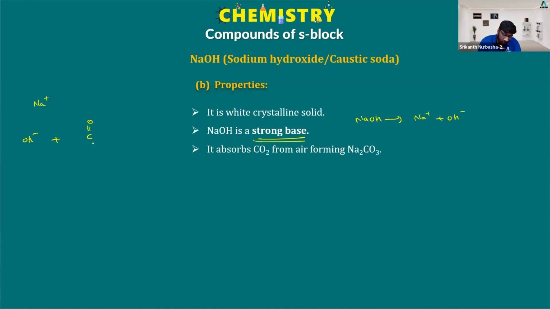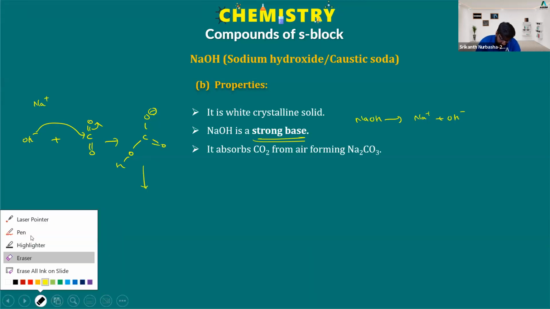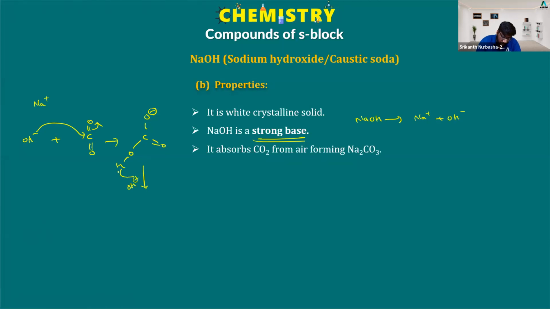We have C double bond O. OH- attacks the carbon, and the pi electron density moves away. We have C double bond O, C-OH and O-. Upon loss of H+, because one more OH- can pick up this proton, you will form C double bond O with O-, and this will develop electrostatic force of attraction with 2 Na+ ions. So Na2CO3 is formed whenever NaOH absorbs CO2, and this was the mechanistic approach.